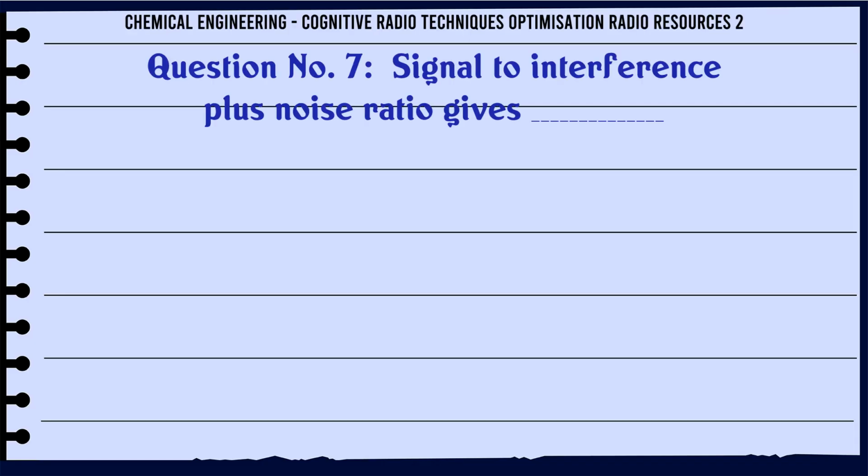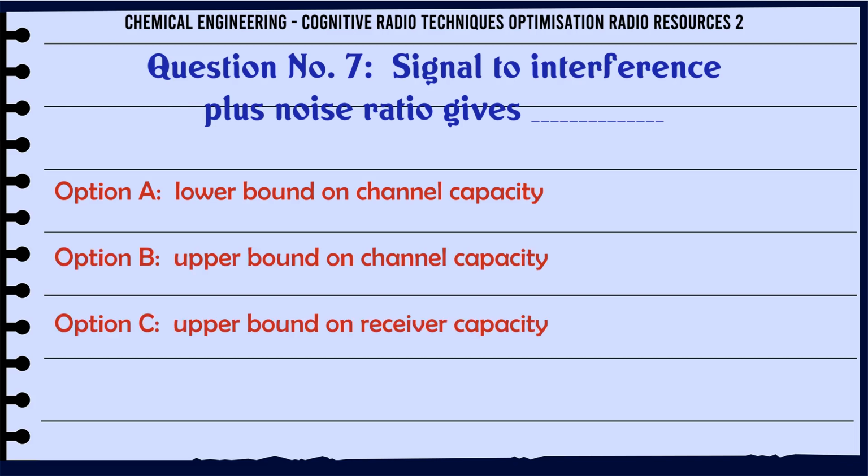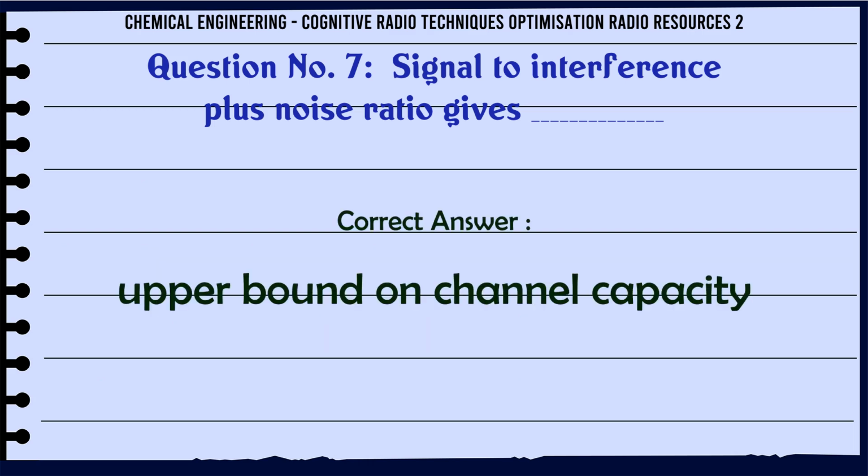Signal to interference plus noise ratio gives A. Lower bound on channel capacity. B. Upper bound on channel capacity. C. Upper bound on receiver capacity. D. Lower bound on channel capacity. The correct answer is upper bound on channel capacity.